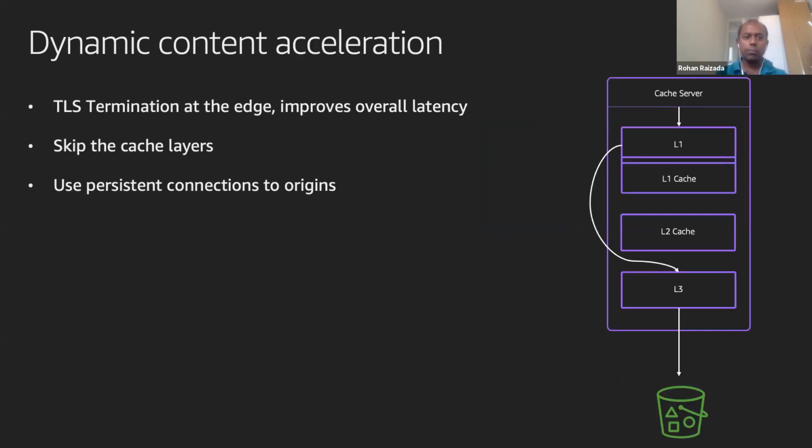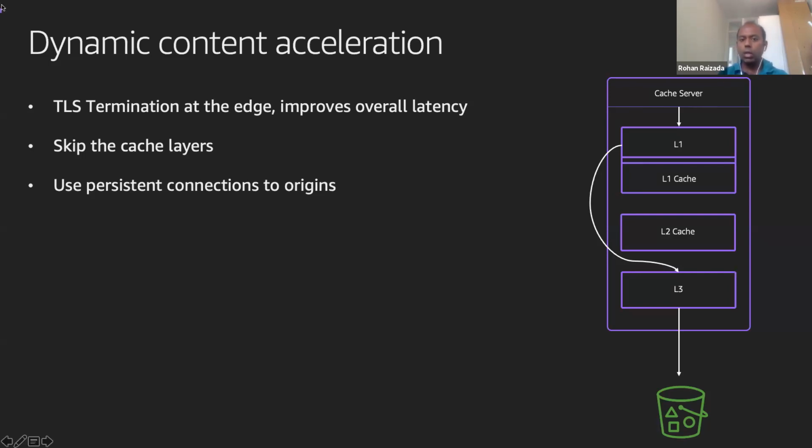This is especially useful for dynamic content acceleration, right? With dynamic content, as you can imagine, you're not storing the content. So what happens is when a request comes in, the TLS termination happens at the edge. It lands on the L1 server. We do certain validations or checks to see if the content is cacheable or not, based on the CloudFront distribution settings that you have defined. And we will know that this content is not cacheable.